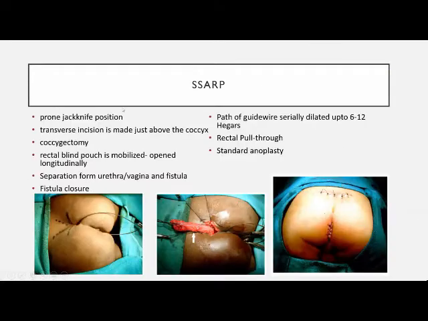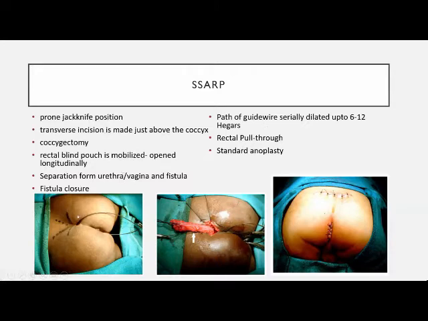And then intraoperatively, the child is placed in prone jackknife position. A transverse skin incision is made just above the coccyx. Coccygectomy is done to aid exposure. And the rectal blind pouch is mobilized and opened longitudinally, and similar dissection is done. Separation from the urethra or vagina. Fistula site is closed. And the path of the guide wire as shown here.